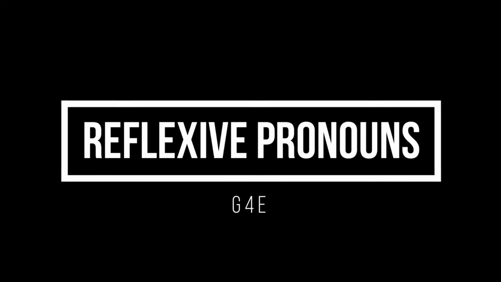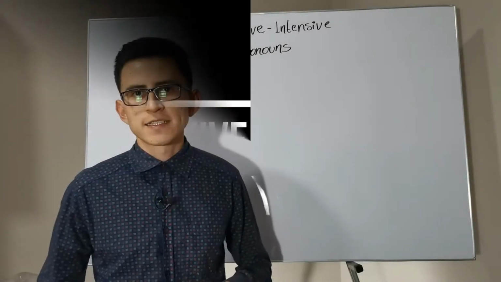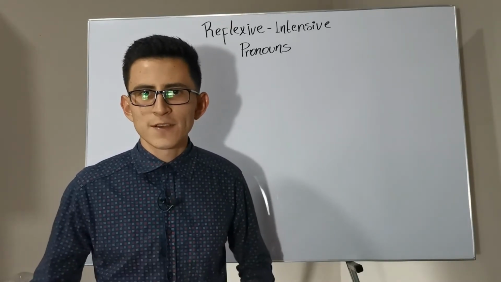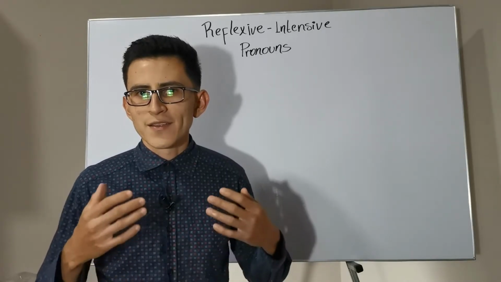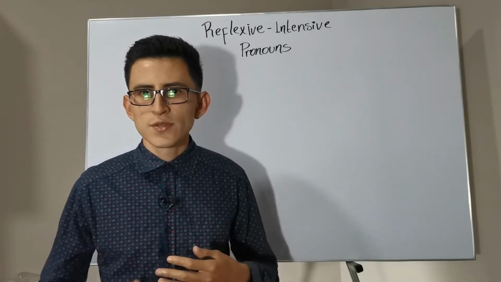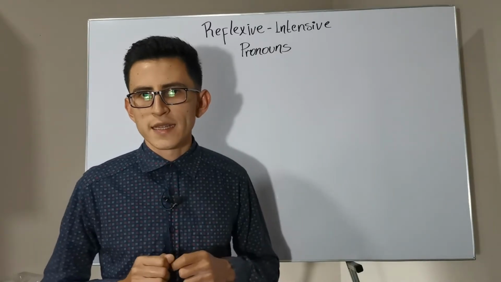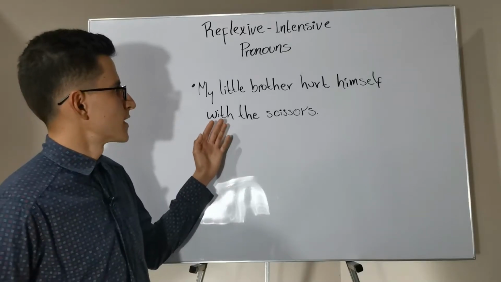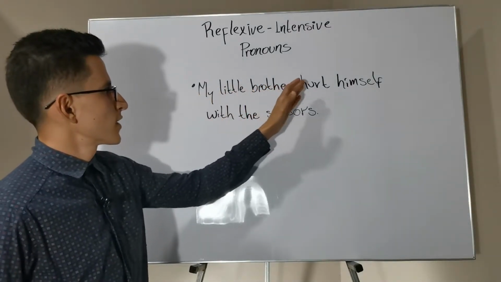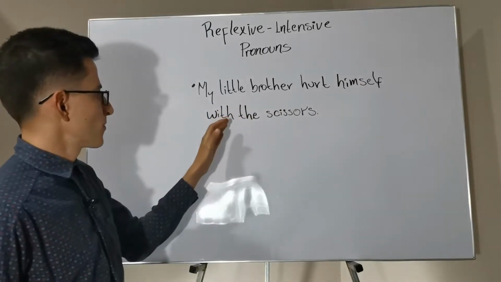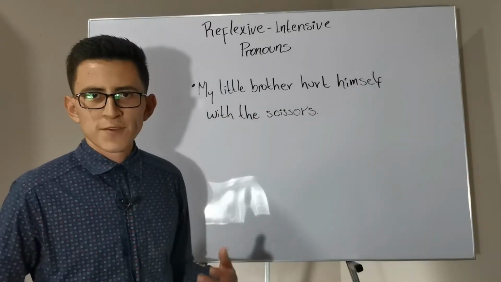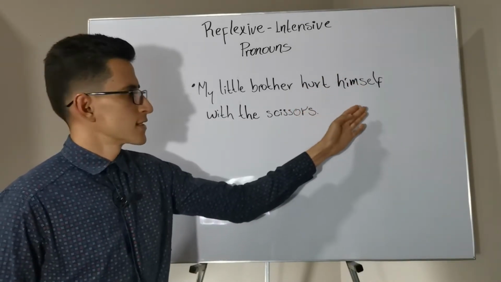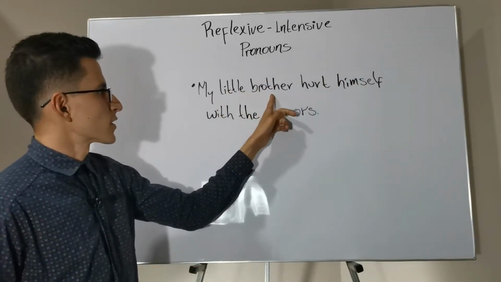First, let's see when we have to use reflexive pronouns. They are called reflexive because they redirect the action to the doer. Let's see an example. My little brother hurt himself with the scissors. The reflexive pronoun himself redirects the action to my little brother.